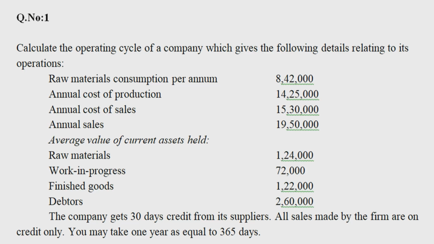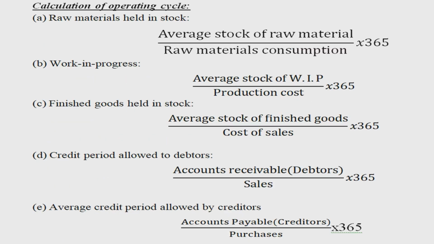The company gets 30 days credit from its supplier. All sales made by the firm are on credit only. You may take 1 year as equal to 365 days. So, here we have to find out the operating cycle. We will use the formulas to find out the operating cycle.